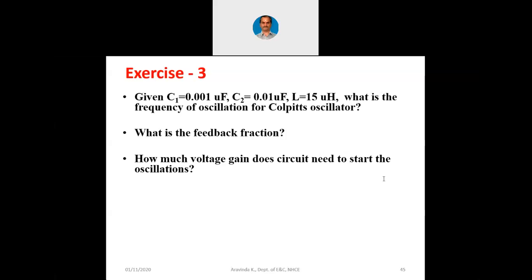Answer given is 4.3099. What is that? Is it the frequency of oscillation? Gain is 10, beta is 1 over 10, that is 0.1. Feedback fraction is 0.1. Obviously, gain is 10. Now, someone has to give me the answer for the frequency of oscillation. First, find out C1 C2 by C1 plus C2 and substitute in the formula 1 over 2 pi square root of L into C equivalent.